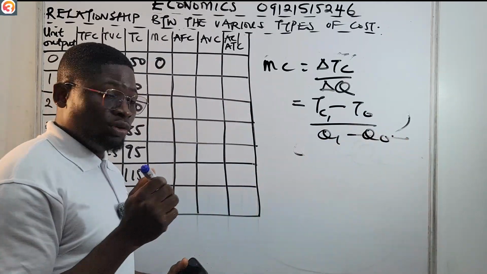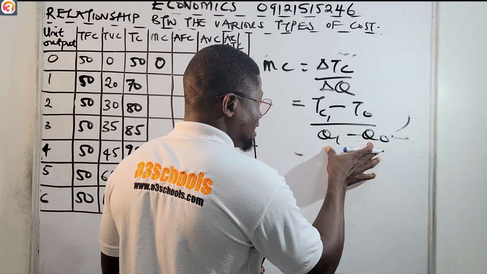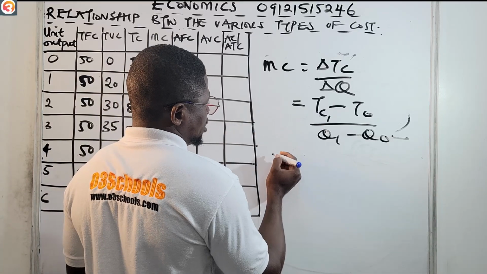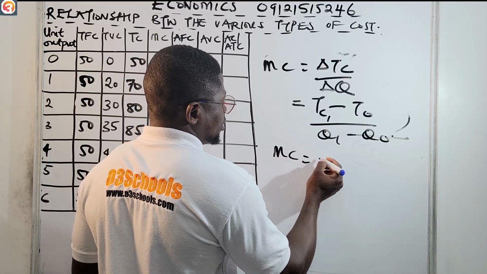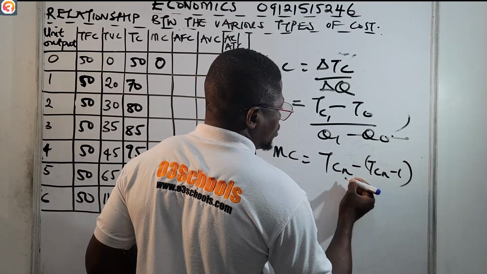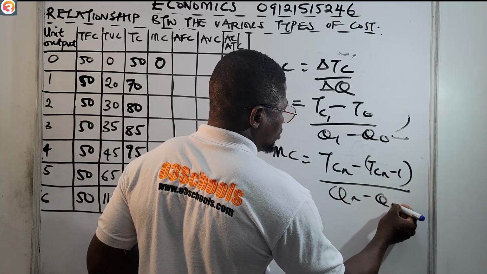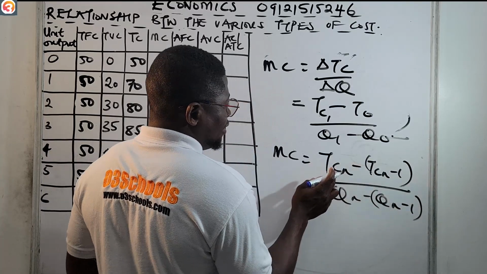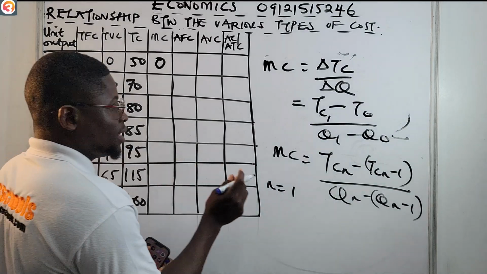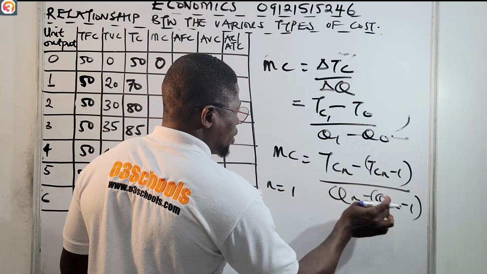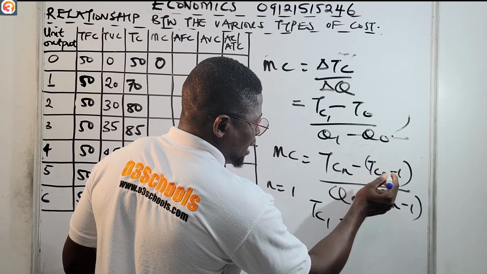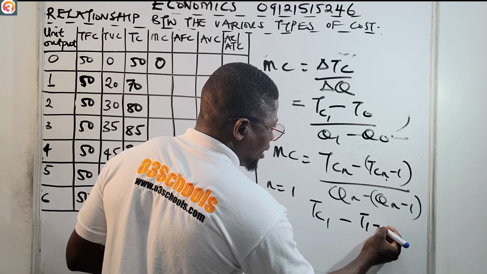All right, do you want to understand how we got this first level formula? Remember we said that change, that MC, is TCn minus TCn minus 1 all over Qn minus 1. So if n is 1 here, this first level, that means anywhere we see n, we put 1. So this will be TC1 minus 1.